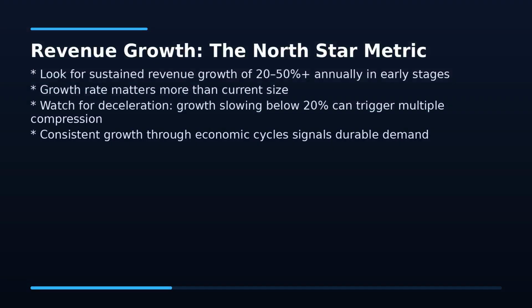For growth companies, revenue growth rate is the most critical metric. A company growing revenue at 40% per year is doubling in size every 2 years. What you're looking for is consistency, not just one great quarter, but sustained strong growth over multiple years. When growth begins to decelerate significantly, valuation multiples typically compress sharply.